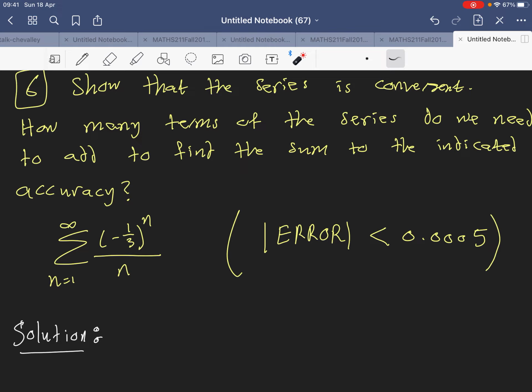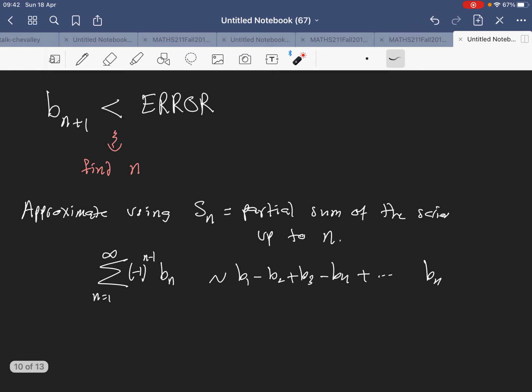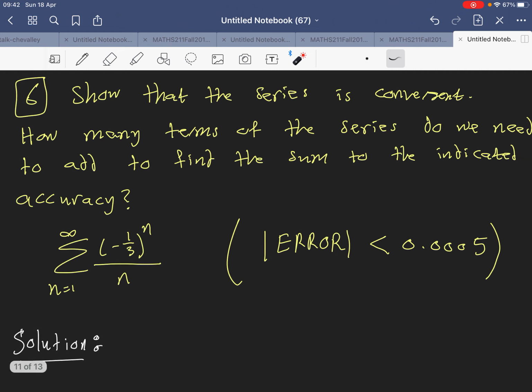Now, how do we find n? We go back to our formula, as I said before, that I write Bn plus 1 less than the error he's giving to me. It will be an inequality, and I find n. Of course, if he said approximate using this n, then I need to just add them up to n. But now he's just asking me to find how many n.